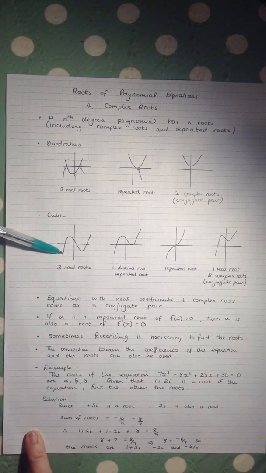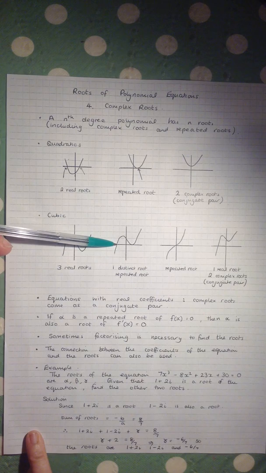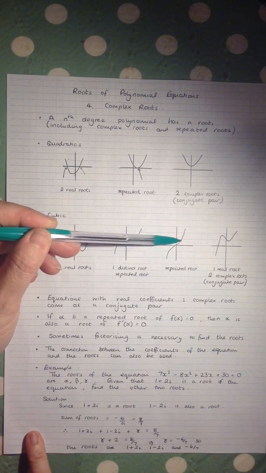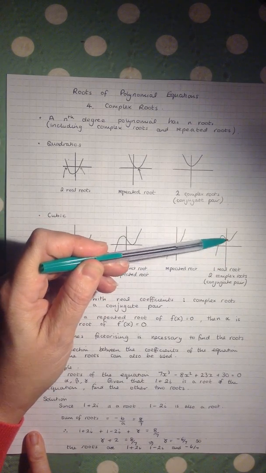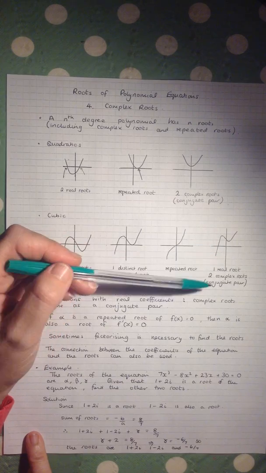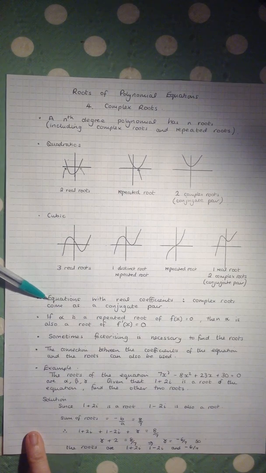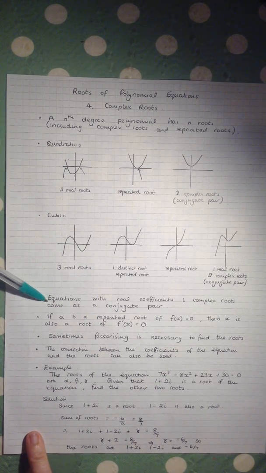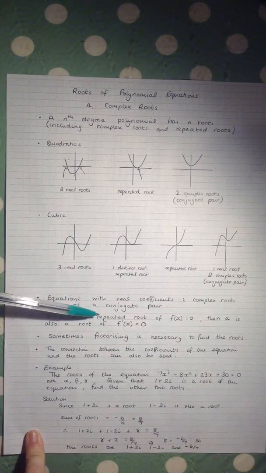Cubic equations, we could have 3 real roots where the graph crosses the x-axis 3 times. We could have 1 root and then a repeated root here, so where it just touches it. We could have a repeated root that's a point of inflection, or we could have 1 real root and then 2 complex roots. Again, a conjugate pair. So equations with real coefficients means that the complex roots come as a conjugate pair, which is quite useful because if you know one of them, you automatically know the other.